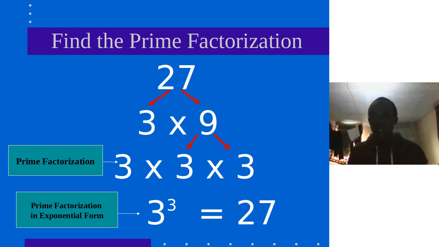For instance, with me here, I've got 27, in which 27 can be divided by 3 to get 9, 9 by 3 to get 3, and 3 can be divided by 3 to get 1. Hence, our factors will be 3 multiplied by 3 and multiplied by 3, or in other terms, we say 3 raised to power 3.